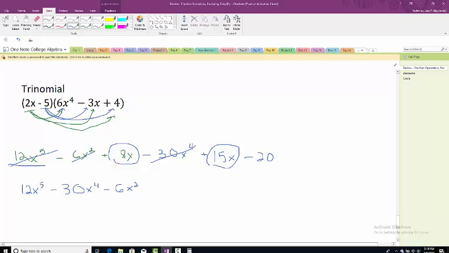Now I've got to combine my 8x and my 15x, which is 23x, and it's a positive. So it's plus 23x.